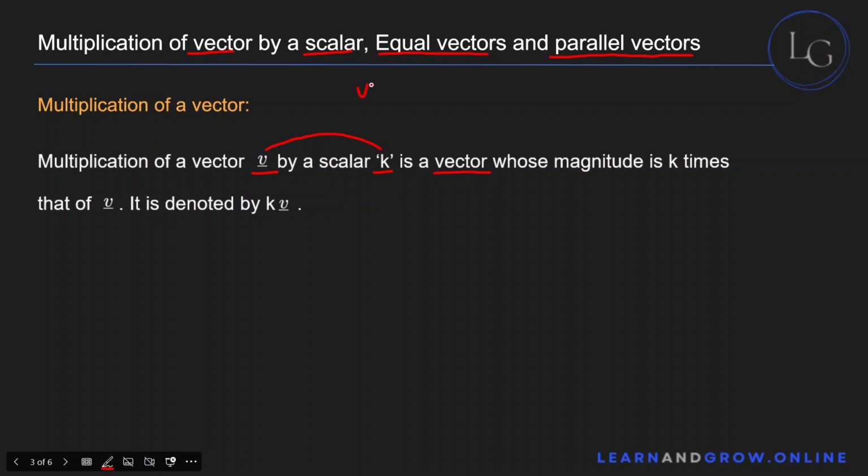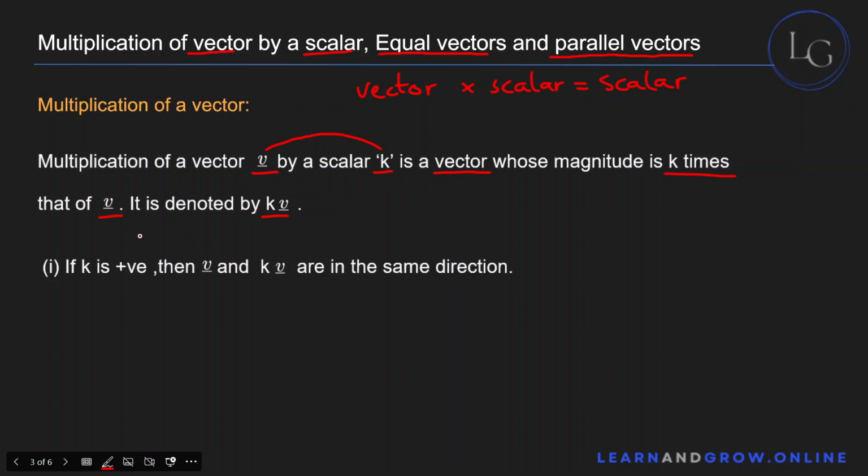So let's just see a vector into a scalar is equal to a vector. So that's one thing to note, okay? And it is a vector whose magnitude is k times that of v, and it is denoted by kv. Simple. So basically you're just increasing the magnitude of the vector v by k. Simple.